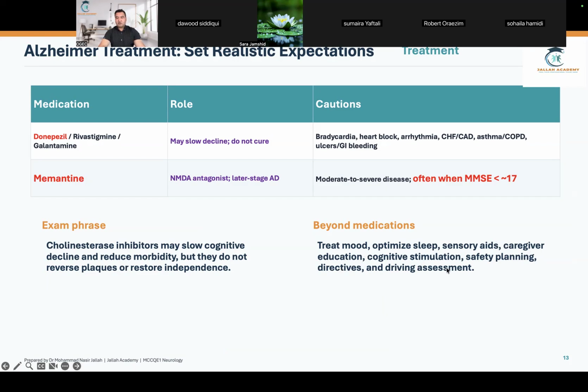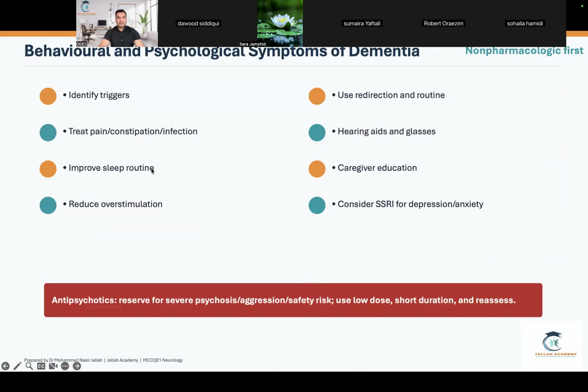Caregiver education, cognitive stimulation, safety planning, directive, and giving assessment. Behavior and psychological symptoms of dementia: identify the triggers, treat the pain, constipation, infection, improve sleep, reduce overstimulation, use redirection and routine, hearing aids and glasses. Very important to help with their sensory. Caregiver education, consider SSRI for depression and anxiety.